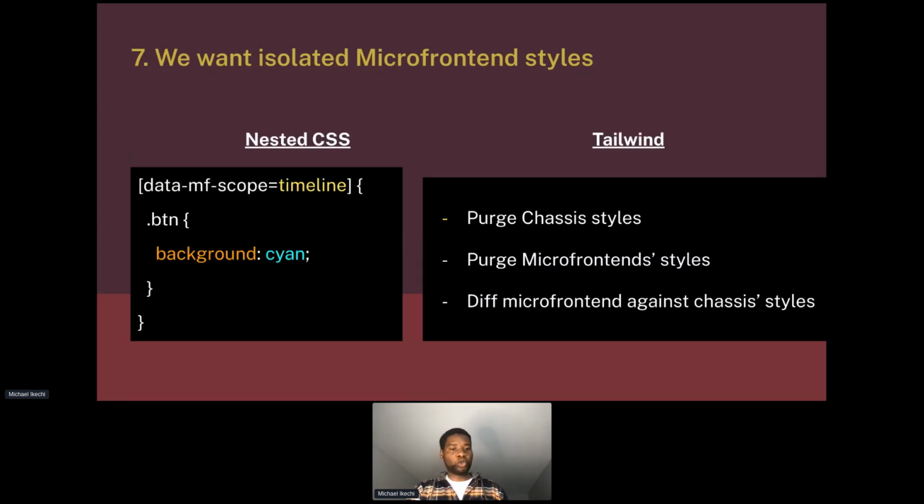Okay, so we want isolated micro-frontend styles. This is a big one, and it's a big one because styling across micro-frontends is very hard. One way I've found to do it is to have nested CSS, like we have on the left, where you say this micro frontend has a scope, timeline, and every micro frontend in my demo has these attributes, data-ml-scope. So it can be timeline, explorer, whatever. If you use this as a nested CSS block to create your styles, then you can have style isolation. It's just going to be within that micro frontend.